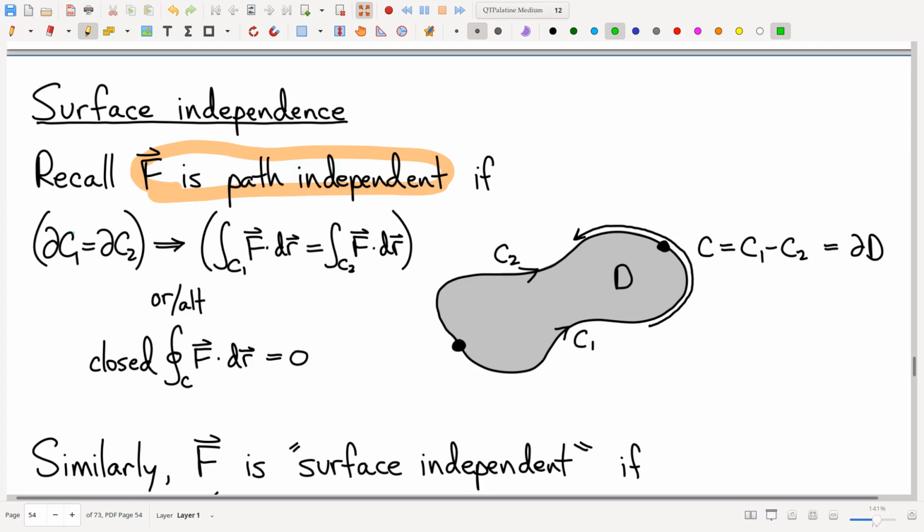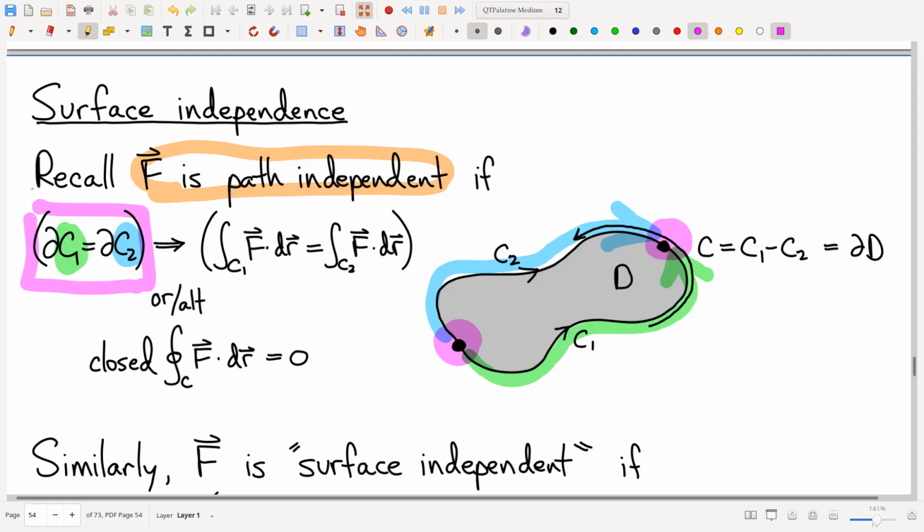The property is that if you have one curve and you have another curve, and these two curves both start at the same point, these two curves both end at the same point. That is, these two curves have the same boundaries. Same start, same end. Okay. A path-independent vector field is a vector field for which the green integral will always equal the blue integral.